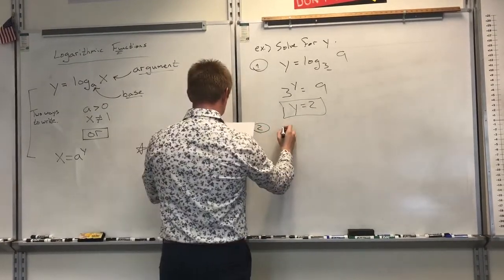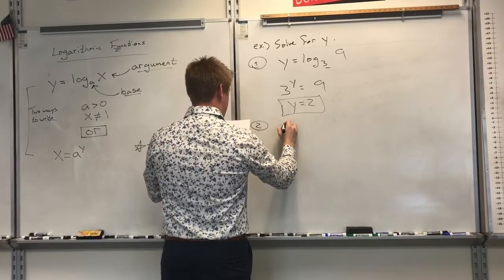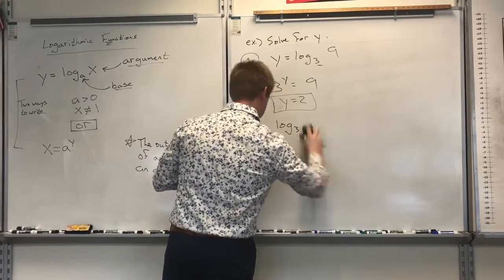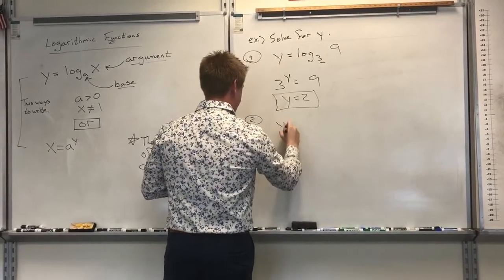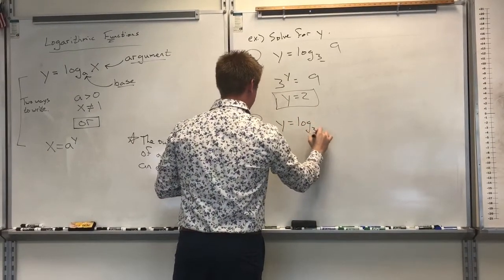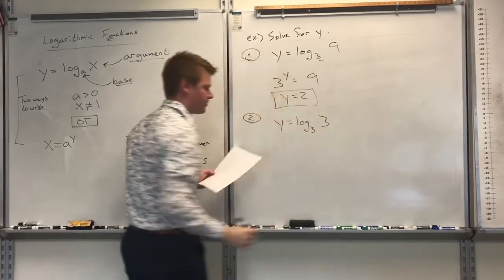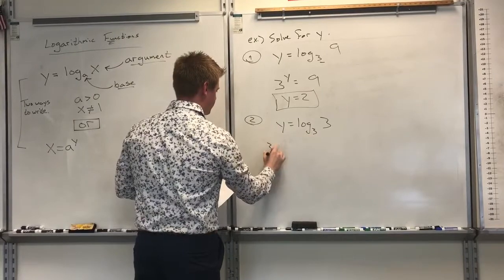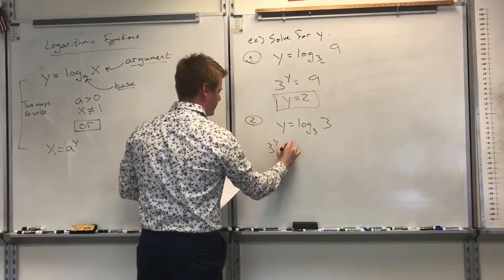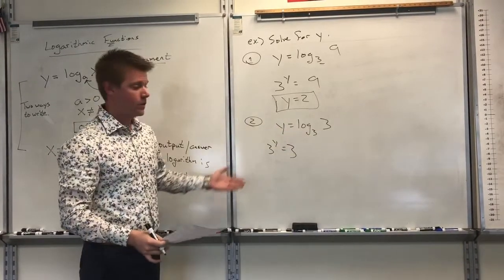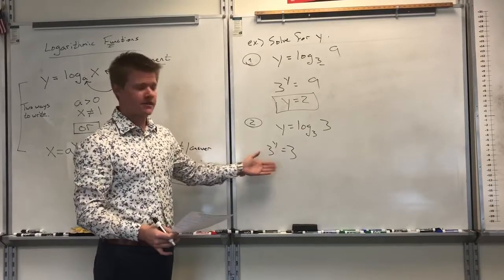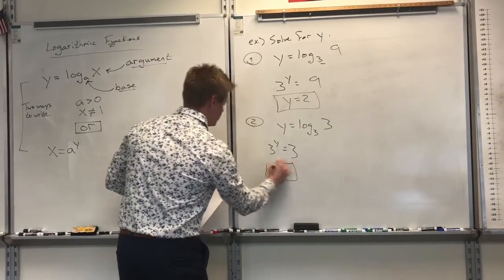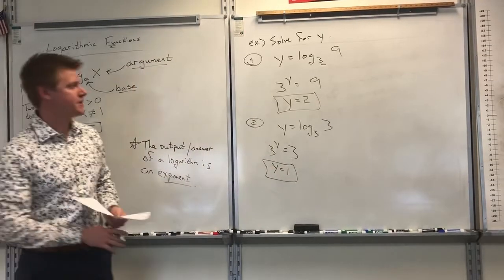Number 2, y is equal to log base 3 of 3. Once again, the rewrite step, my base is 3, raised to what power equals 3? Well, if the base and the output are the same, it means that exponent just has to be 1. So 3 to the first power keeps it the same.